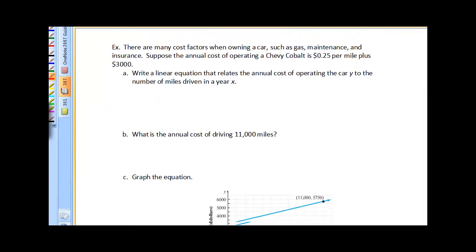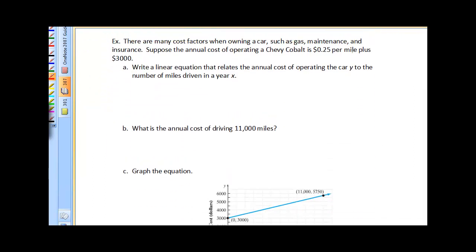And the last example I want to talk about is another modeling example, and this one talks about the cost factors when owning a car, that there are many cost factors like gas, maintenance, and insurance. And we are talking in this example about operating a Chevy Cobalt. This particular example tells us it's 25 cents per mile plus $3,000. Okay, so this last sentence is really the important part.